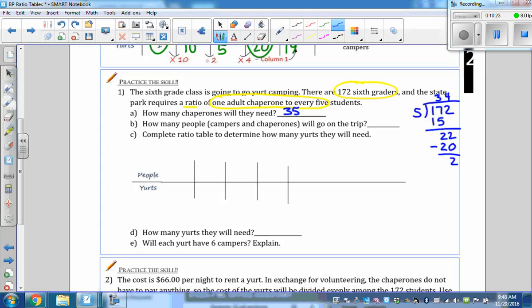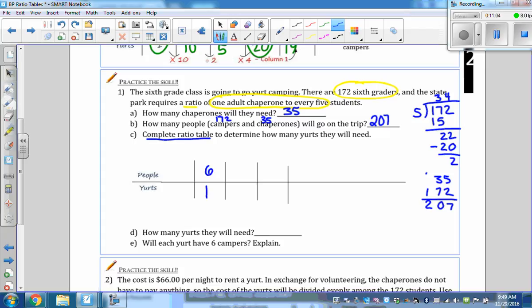And then part B, how many people, the campers. So there's 172 campers. And there's 35 chaperones. When I add those together, 35 plus 172, I get 207 people will go on the trip. Okay, so the next thing is, how can I use a ratio table to determine how many yurts we'll need? And we're going to start with that same ratio. 1 yurt can accommodate 6 people.